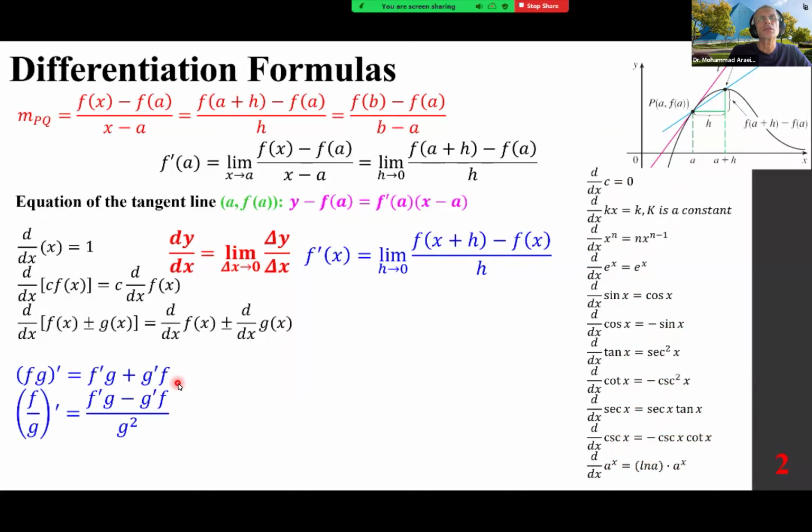This is the shorthand notation for the product rule: fg prime is f prime g plus g prime f. And f over g prime, that's the quotient rule: f prime g minus g prime f, over g squared.